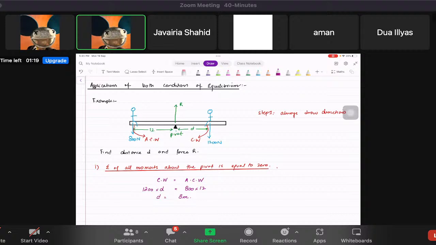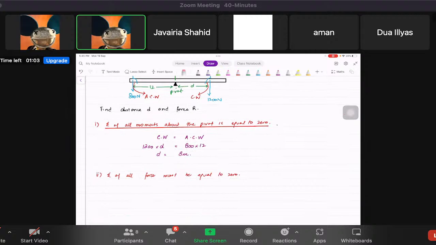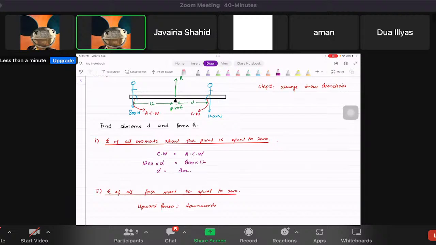When you have this, then you apply the second condition of equilibrium, that the sum of all forces must be equal to 0. So you just write that upward forces must be equal to the downward forces, and that's how their sum would come out to be 0. The upward force is only R, and the downward forces are 800 plus 1200. So R is going to be 2000 newtons.